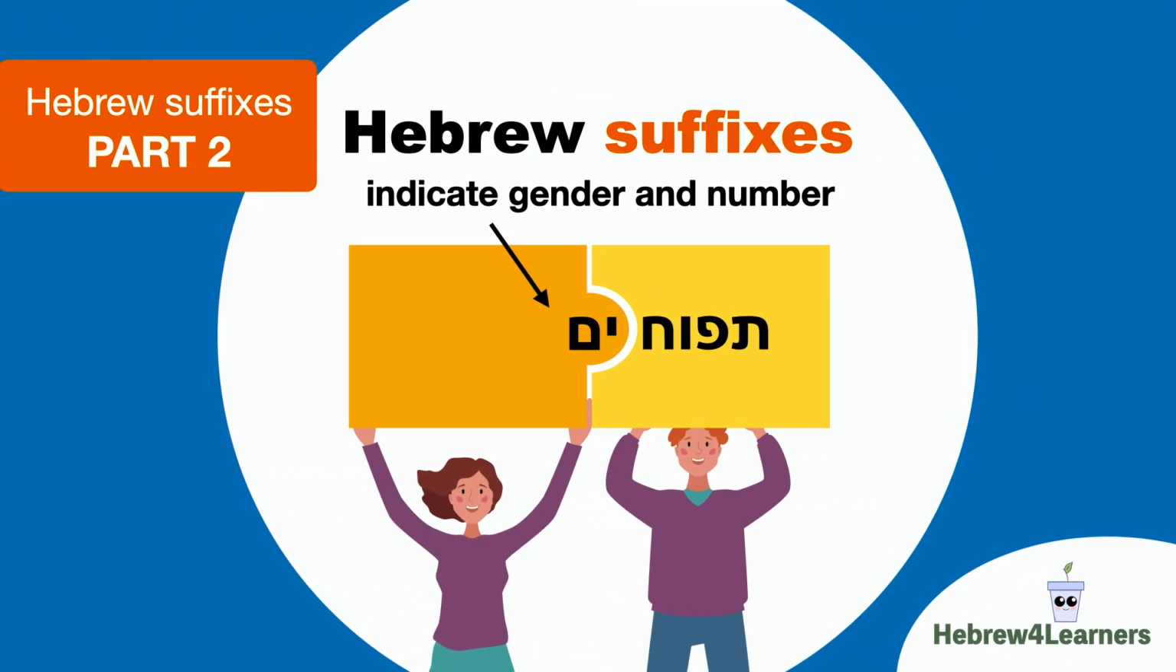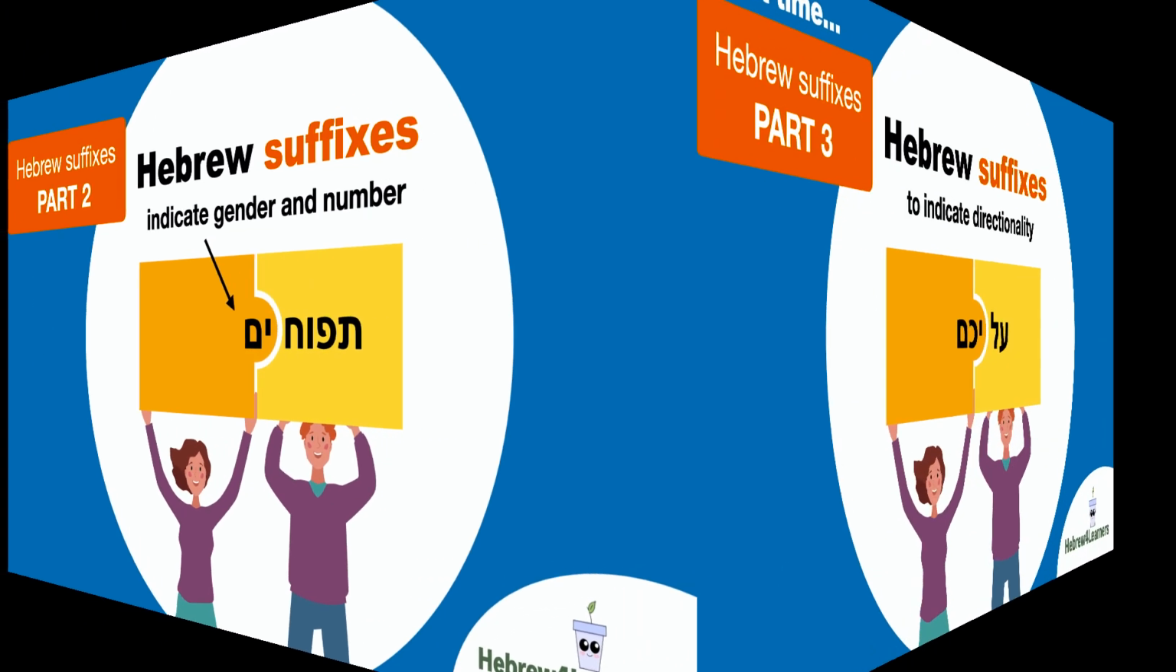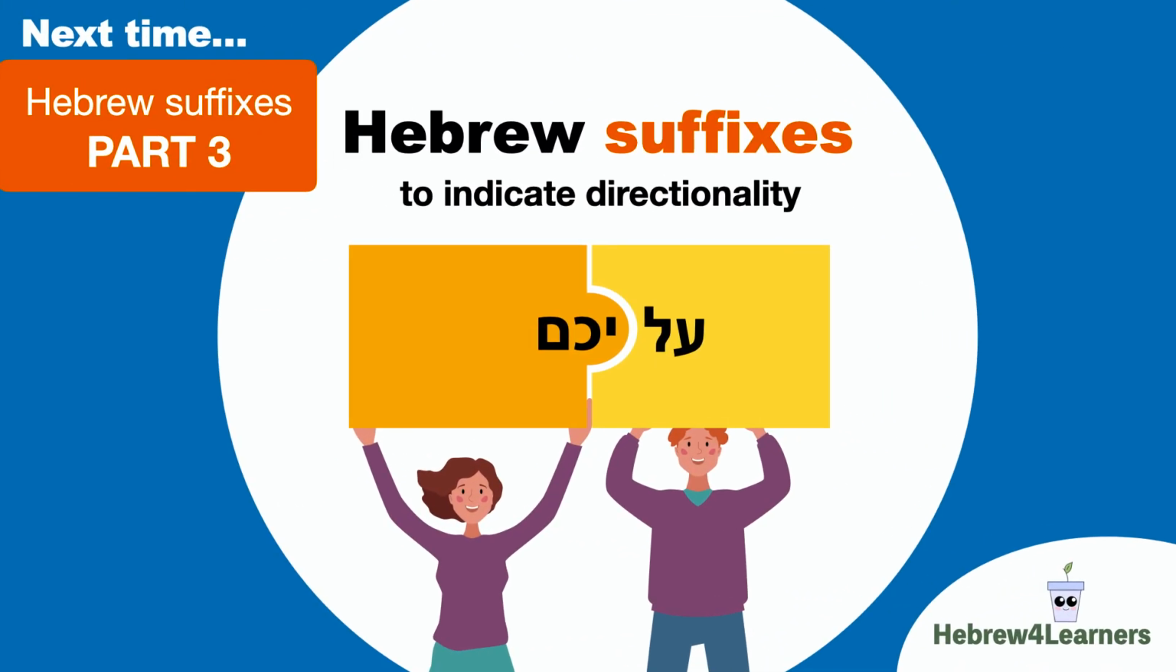So that wraps up part 2 of our lesson series on Hebrew suffixes. We saw how Hebrew suffixes are used to indicate gender and number using nouns and adjectives. In part 3 of our lesson series on Hebrew suffixes, we're going to see how suffixes indicate directionality towards something or someone.